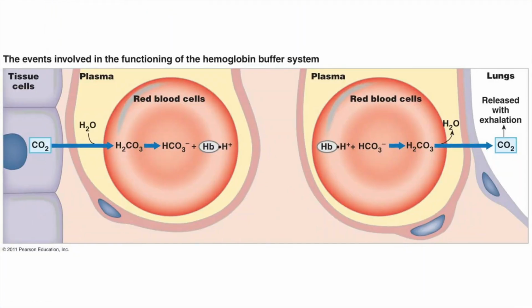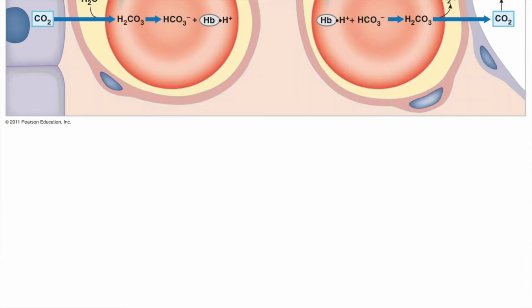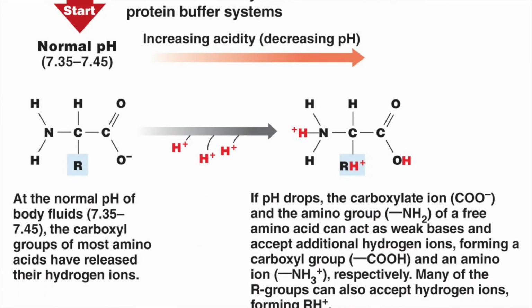Some other buffer systems, we have what's called the hemoglobin buffer system. It has an immediate impact on the pH of body fluids because there's hemoglobin in our blood, which is pretty much everywhere. This is how the protein buffer system works. Amino acids and proteins can accept hydrogen ions to prevent changes in pH.